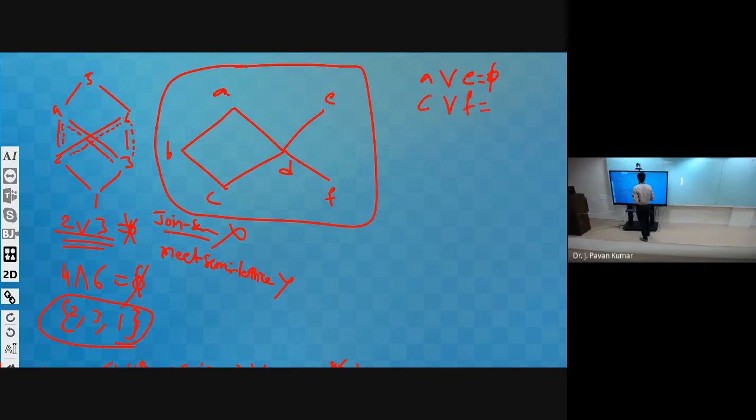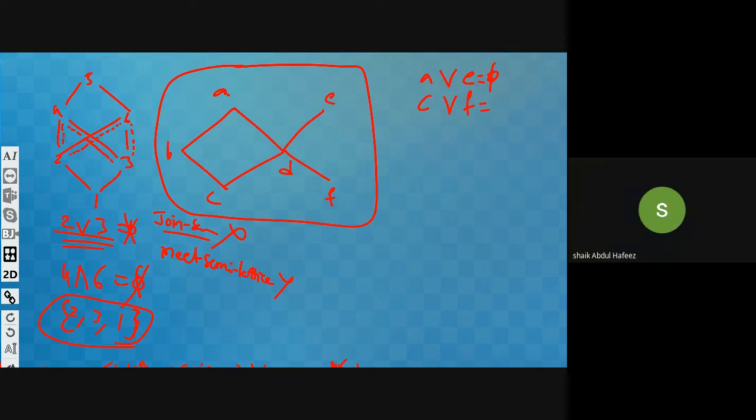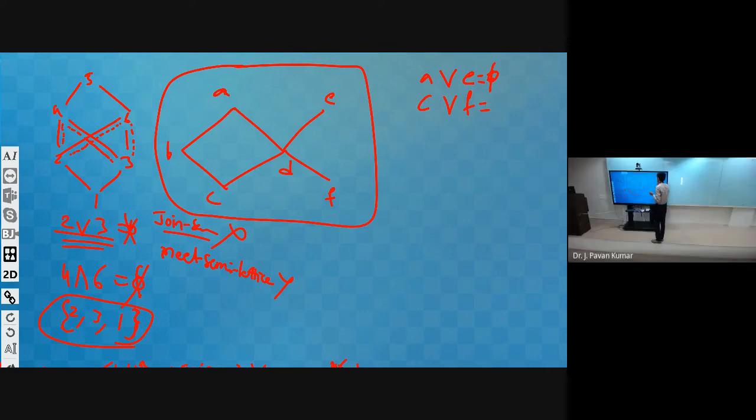What is C join F? It's not a meet semi-lattice. C join F, what is the answer? Upper bounds you have to consider. For C and F, upper bounds include D, A, E. Out of those, are we having a least element or not? D, A, E.